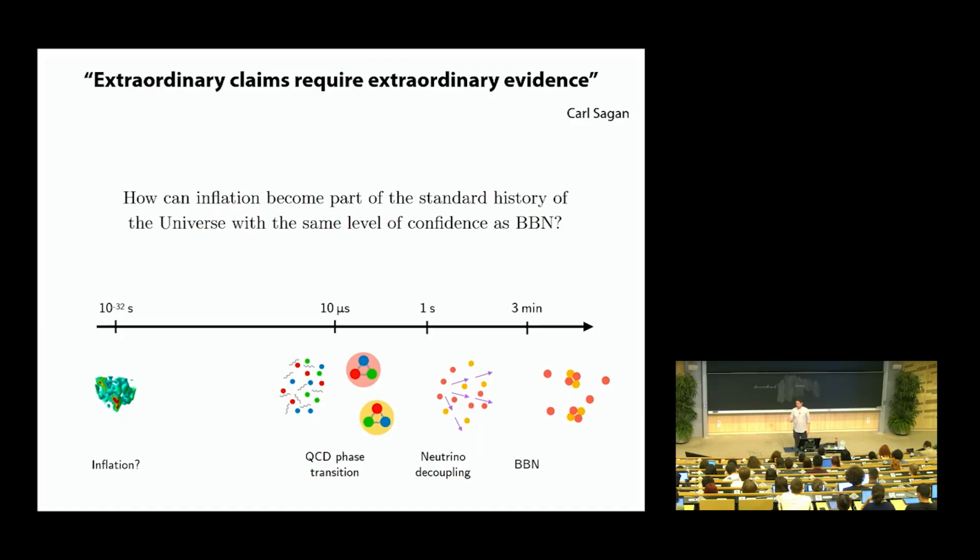So I'm claiming BBN is a fact. There's no way around it. It will stay a fact until the time we all die, and after that also. And so the question is, can we put inflation with the same level of confidence onto this? That's definitely not the case today. There are also alternatives to inflation, different mechanisms of trying to do this, and maybe those could still be true at this point in time.